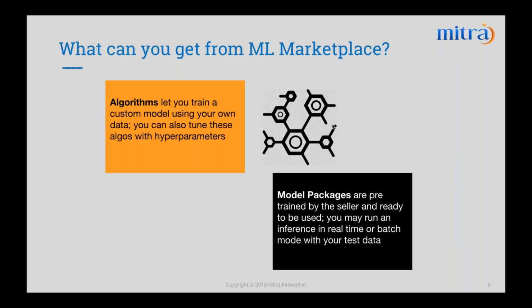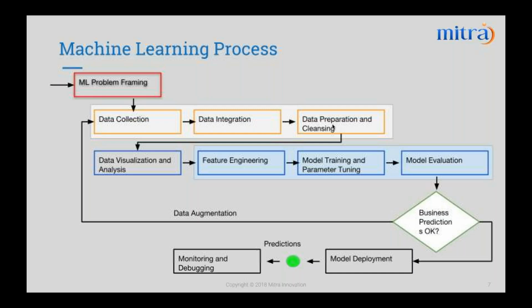The other option is to get a model package, which is a pre-built, pre-trained machine learning model. There could be sellers out there who had their own proprietary data or custom data set, and who might have trained that machine learning model on top of that data, and they might offer the model in this marketplace. So we can simply subscribe to it and start using it in real time rather than trying to train the data set. So these are two of the major things we can get from the AWS ML Marketplace.